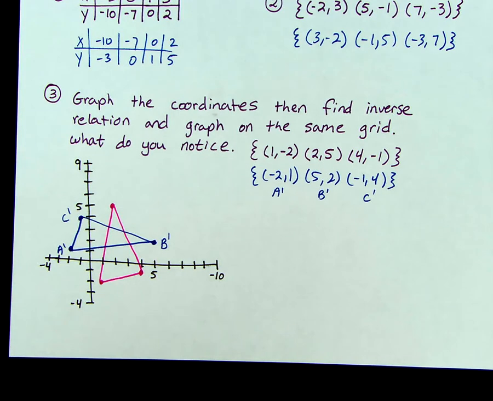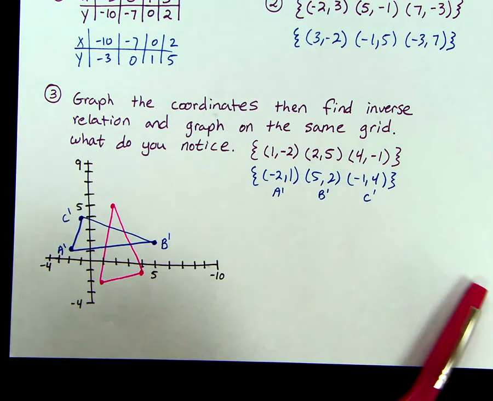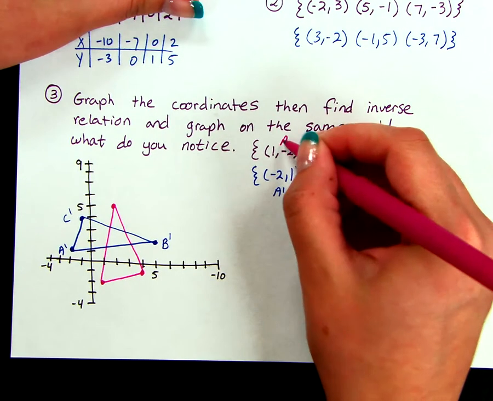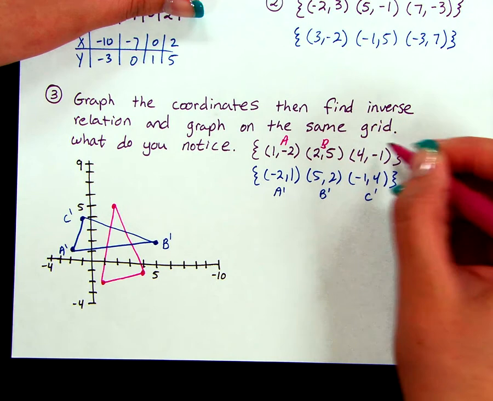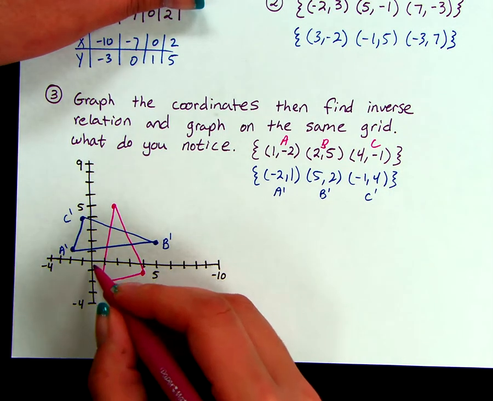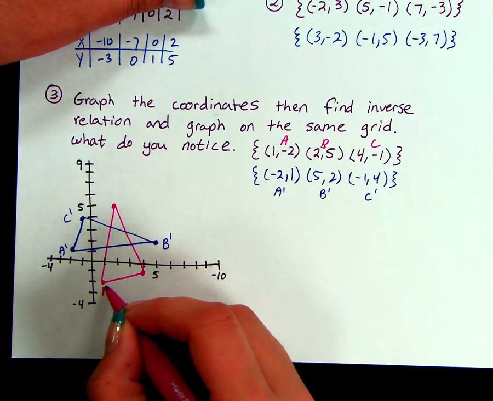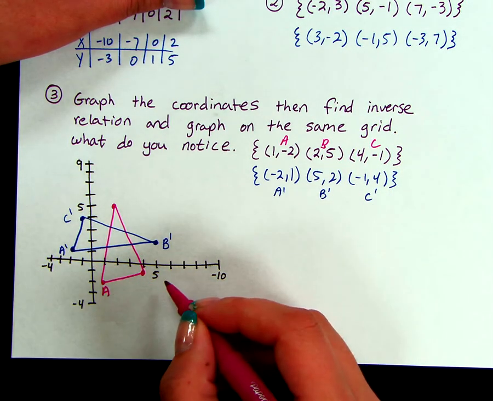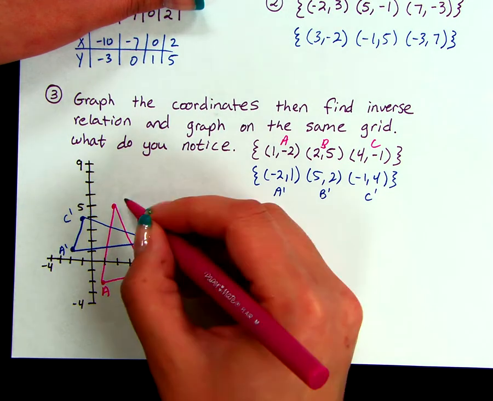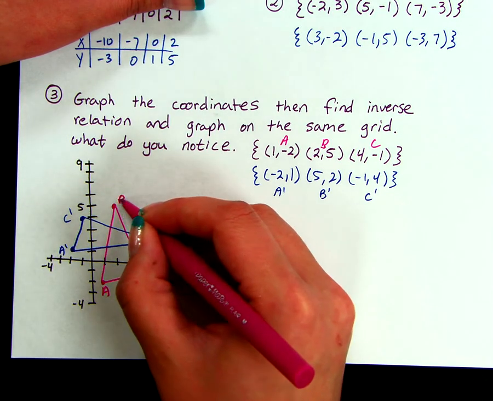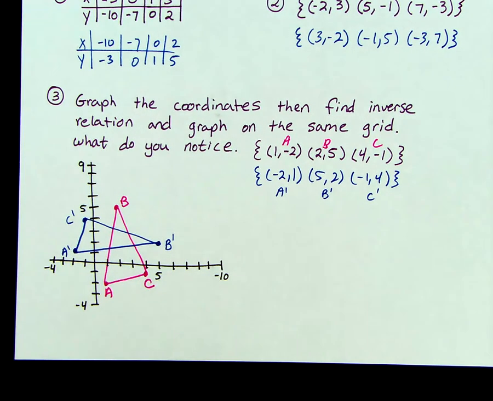If I go back and label the other points, let's call this A, B, and C. A is (1, -2), so here's A. Our B is up here, so (2, 5). And C is down here.